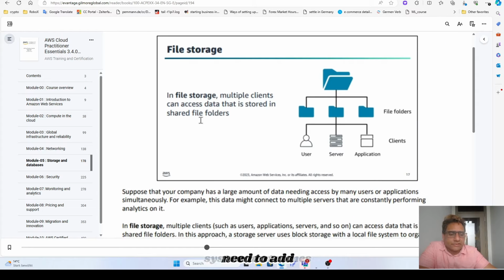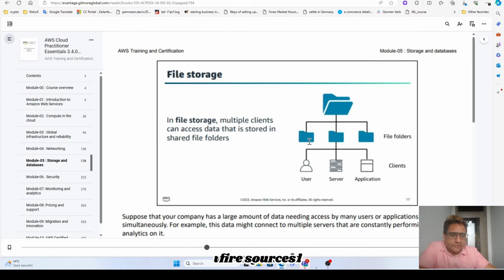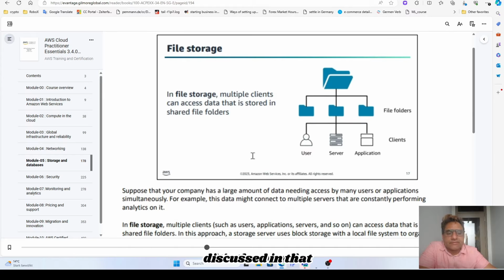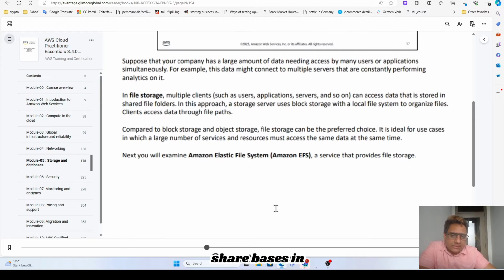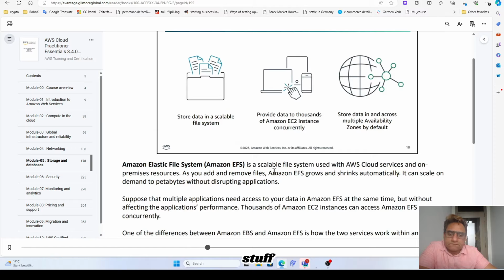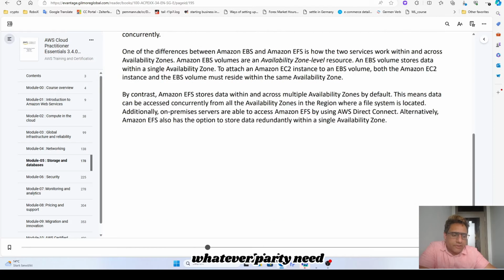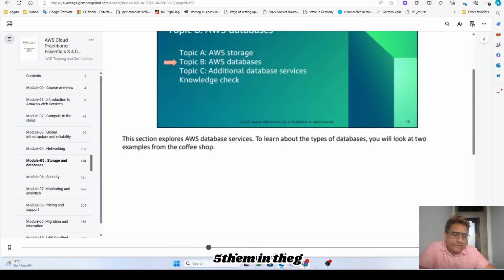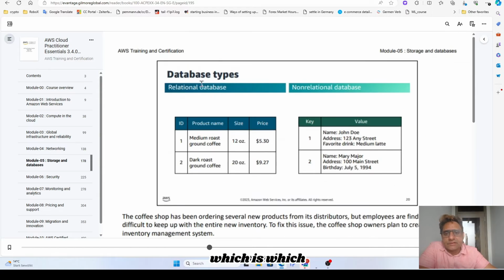And next comes the file storage system. As I have discussed, sometimes your storage works the application server way, where many parties want to use those files on a shared basis. In such a case, you need the Elastic File System, and Amazon stores your data in a scalable file system and makes it available to whatever party needs it in the end.